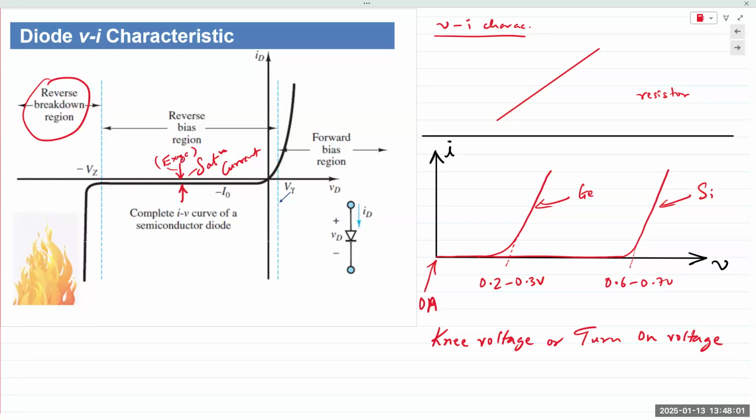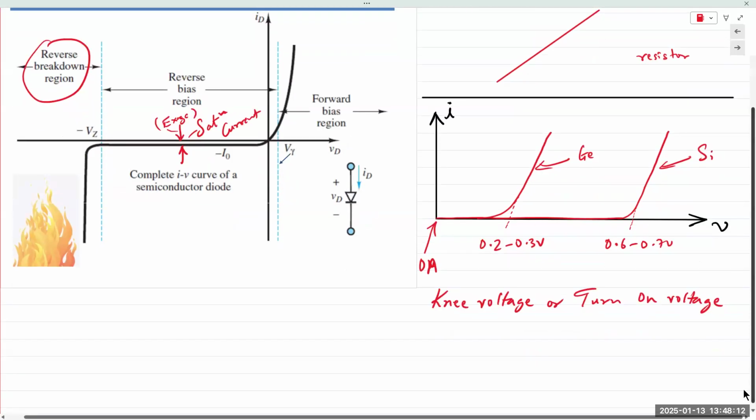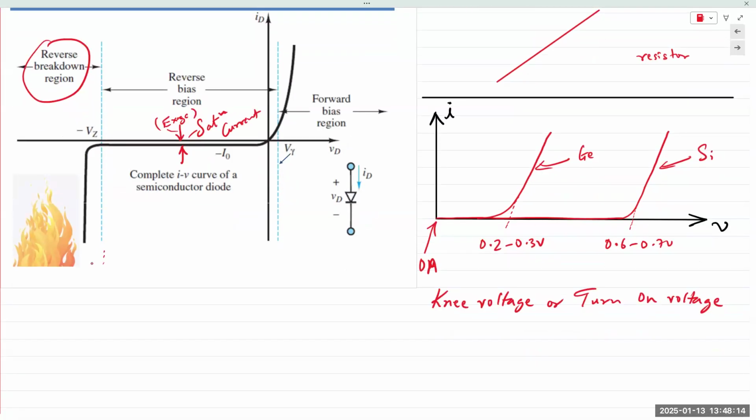And there are two mechanisms for this reverse breakdown. First one is known as Zener. The second one is known as avalanche. So let's talk about that. So here, of course, is the depletion region that is expanding. And here the junction breaks down.